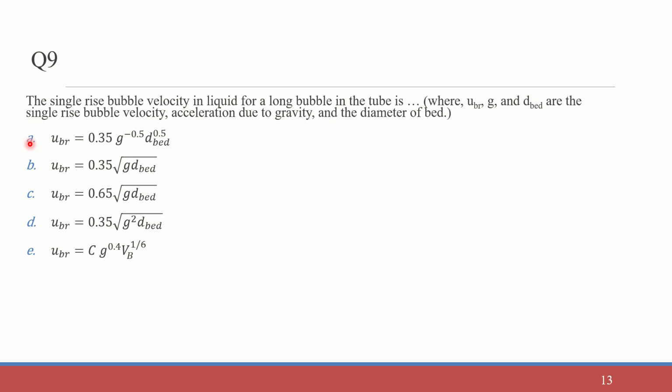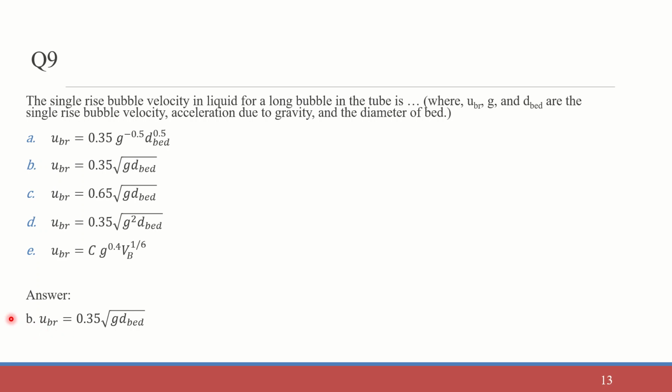So the answer is UBR equal to 0.35 into square root of G into dB, I mean diameter of bed, is the right answer. So the answer is option B. In option A, even though it is diameter of the bed, G is given in the denominator, so this one is false. Option B is the right answer. In option C the coefficient is different, and in option D it is given with square. The options can be confusing, so please pick the right option from the question. So the answer to this particular question is option B.